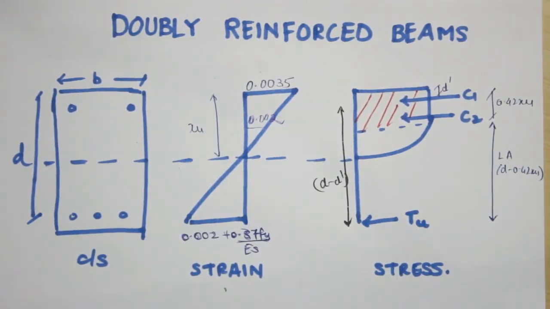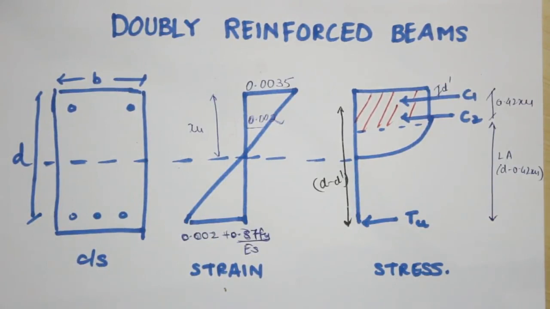Okay, so let's discuss why doubly reinforced beams are provided. Basically, when the dimensions of the beam are restricted due to design requirements or appearance, etc. As the dimensions of the beam are restricted, the moment carrying capacity of the beam decreases, and hence it is necessary to provide doubly reinforced beams.